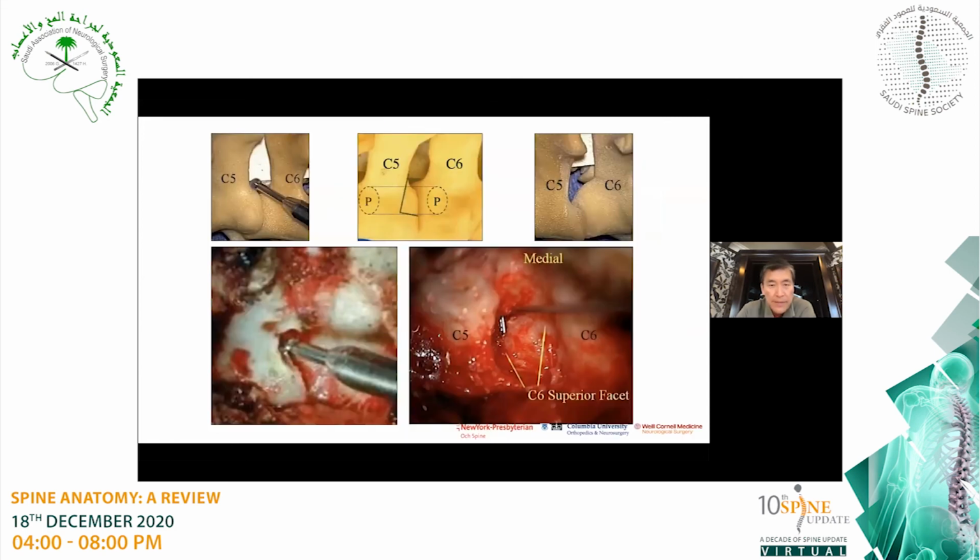What is important about that is that just about where they meet is the medial border of the pedicle. And the foramen goes from pedicle to pedicle. So you need to go to the lateral border of the pedicle. So the first thing you do is you remove enough of C5 to expose C6.